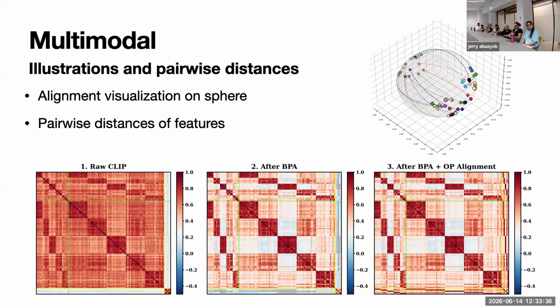And what happens after we do a BPA transform on this matrix? You can see that the clustering becomes much more sufficient. You can clearly see the clustering over here. And also take a look at the modality gap. It becomes a bit better. But once we do the OP alignment on the right side, you can see that the alignment has been closed.